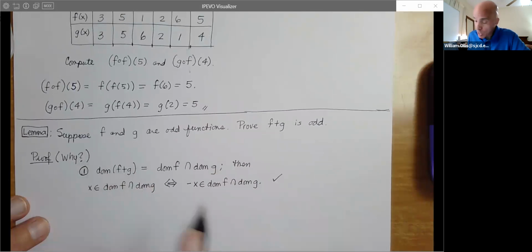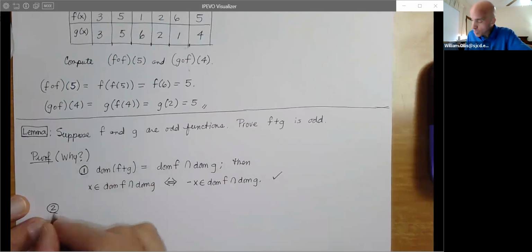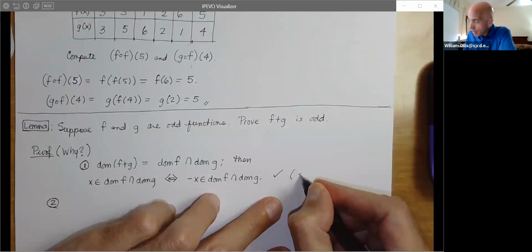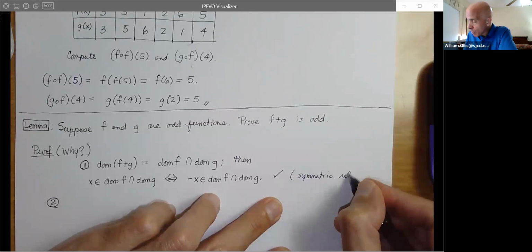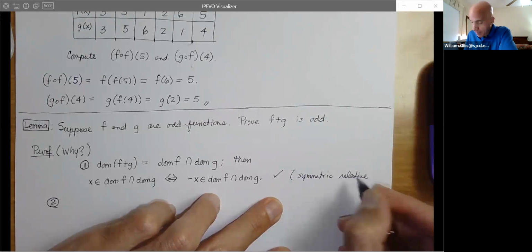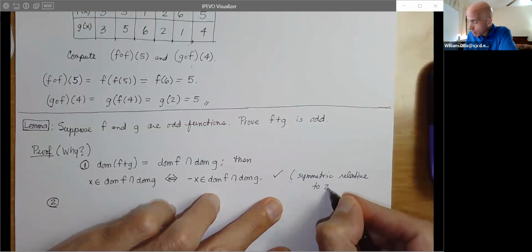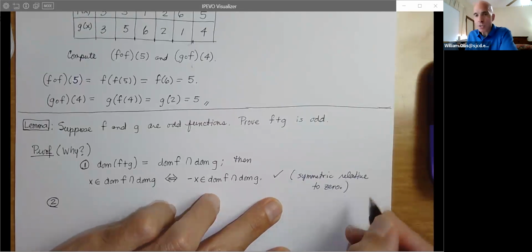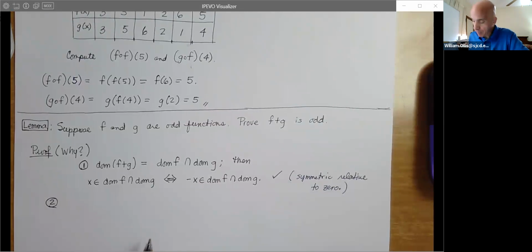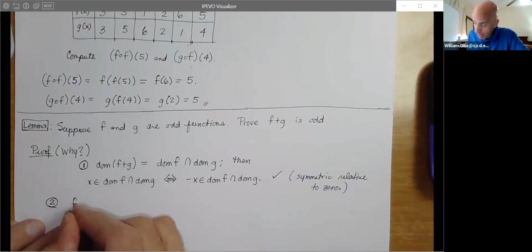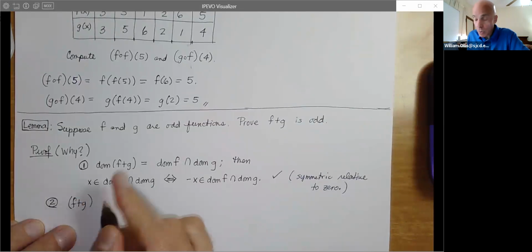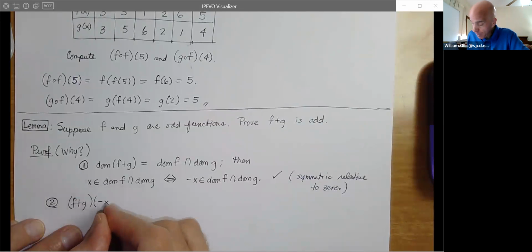It's not good. So for step 1, we'll just say symmetric relative to the origin, or relative to 0, which is the origin for the real number line. Now for step 2, what do we need to do? We need to replace x with its additive inverse. So we apply f plus g, in this case, to the additive inverse of x.